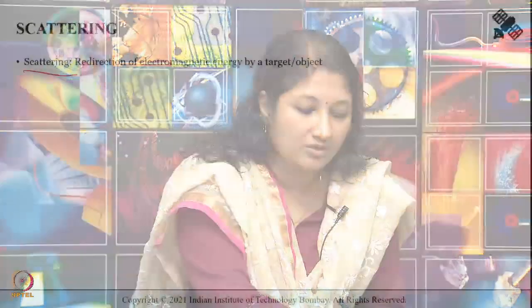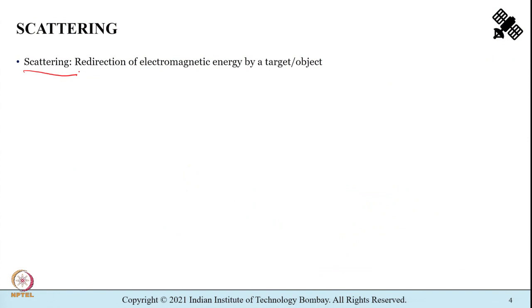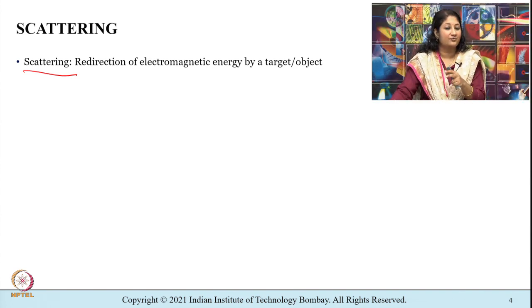So, please make a note of how I am defining scattering. It is the redirection of incident electromagnetic energy by an object, by a target. Now, reflection is actually ordered scattering from surfaces with features less than the wavelength.